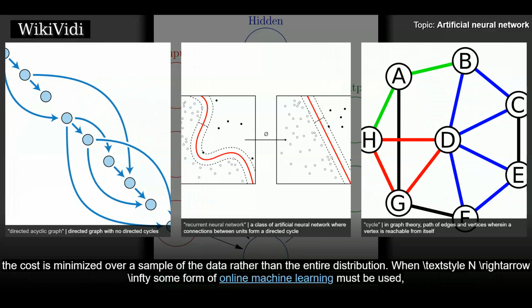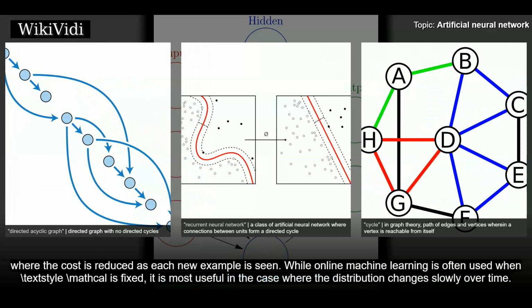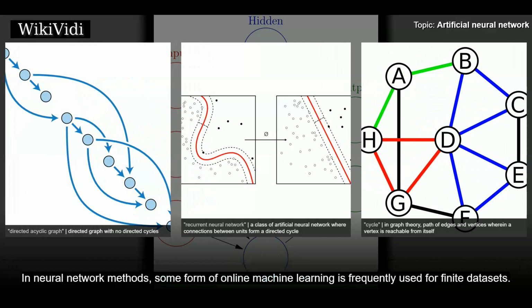When N → ∞ some form of online machine learning must be used, where the cost is reduced as each new example is seen. While online machine learning is often used when D is fixed, it is most useful in the case where the distribution changes slowly over time. In neural network methods, some form of online machine learning is frequently used for finite datasets.